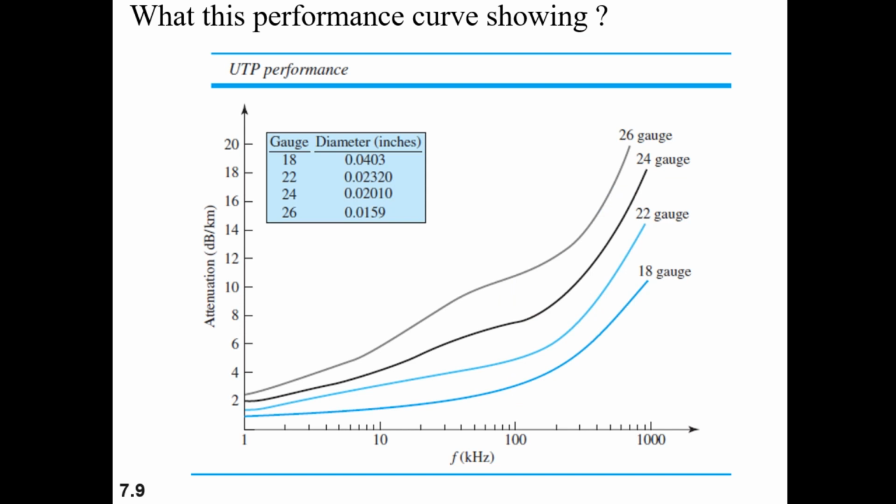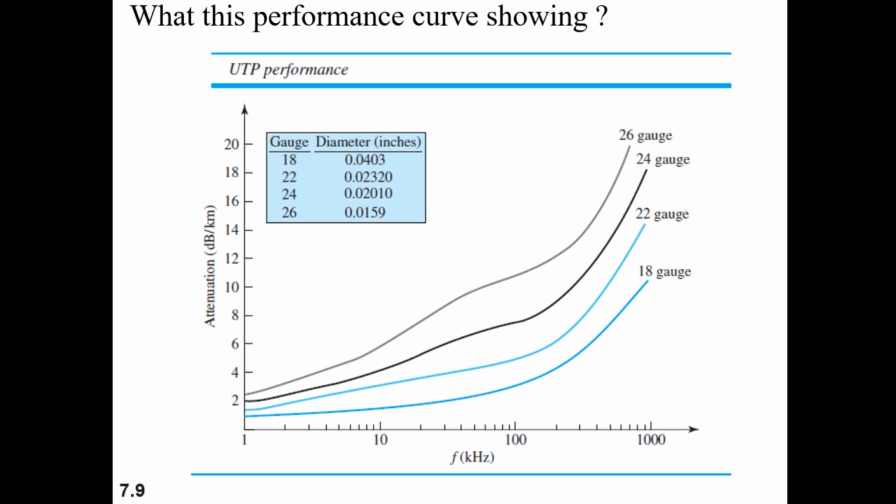Now this is the performance chart of this UTP cable. We have different gauges of cable, like 18 gauge, 22 gauge. These are the different variations of the UTP. This figure represents the frequency versus attenuation graph of the UTP cable, considering various gauges of the cable. Gauge is in inches diameter.